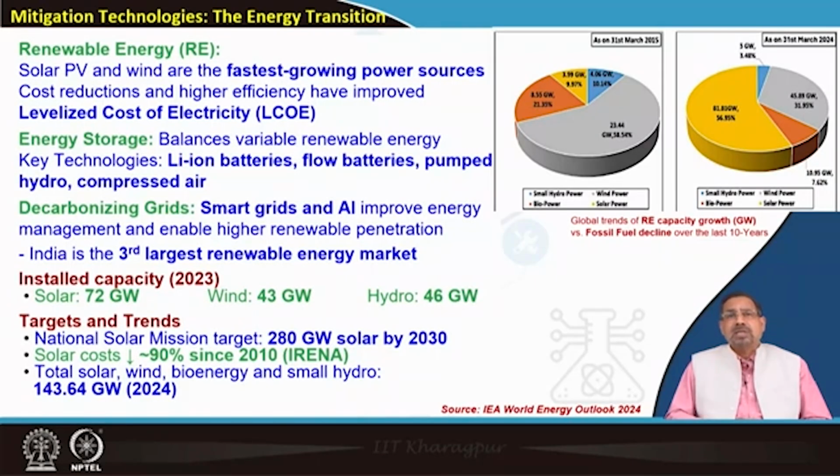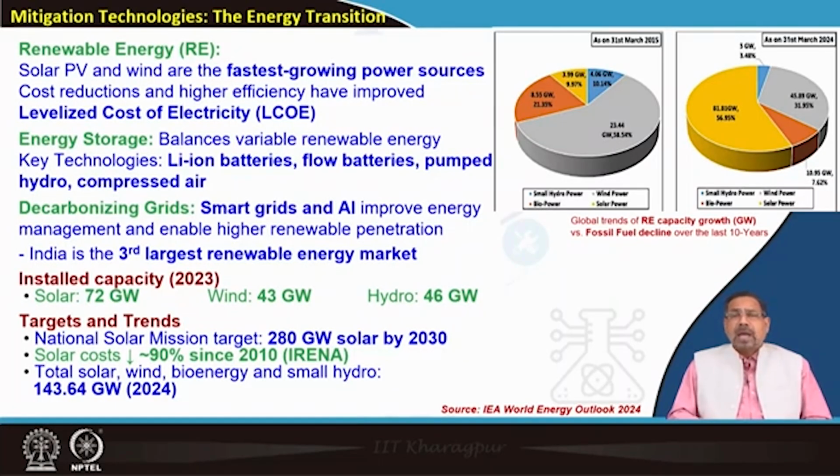Look at the yellow region. This has increased from 9.97 to 56%. So look at the magenta portion that talks about the biopower, and the other one is the wind. So we have increased over the last decade, that means 2015 to 2024, in terms of the energy transition from non-renewable to renewable energy.